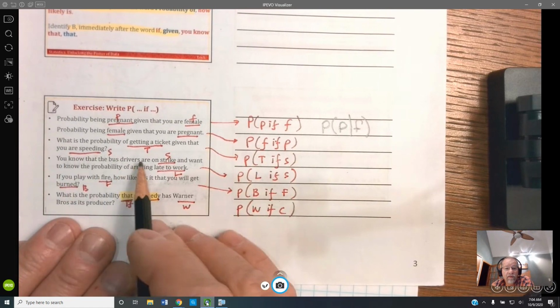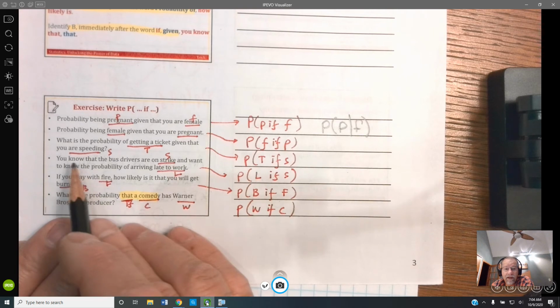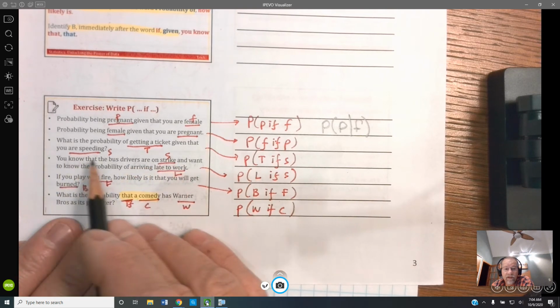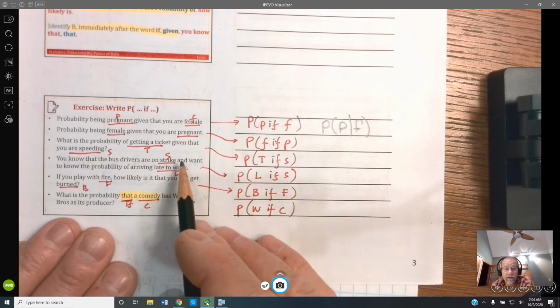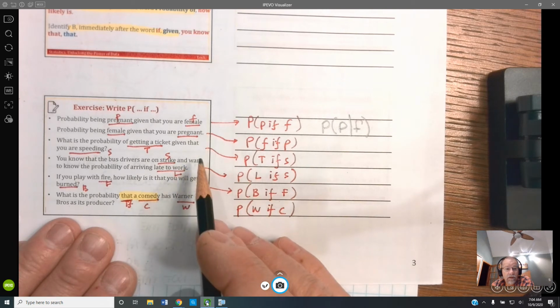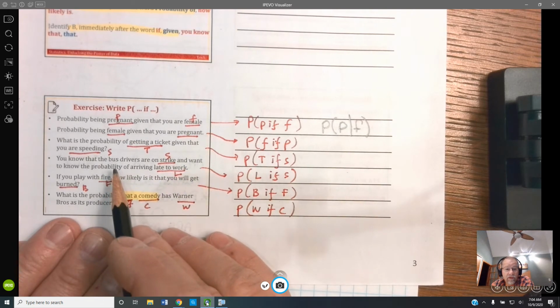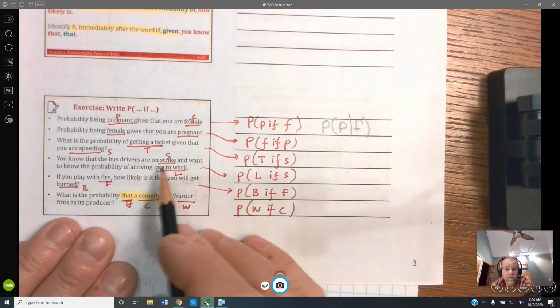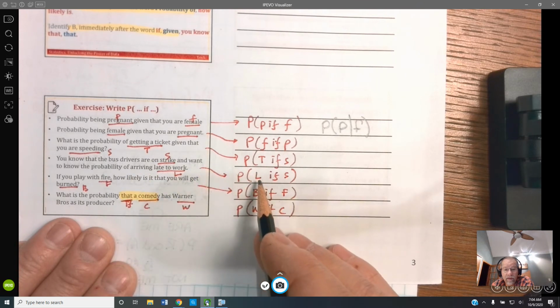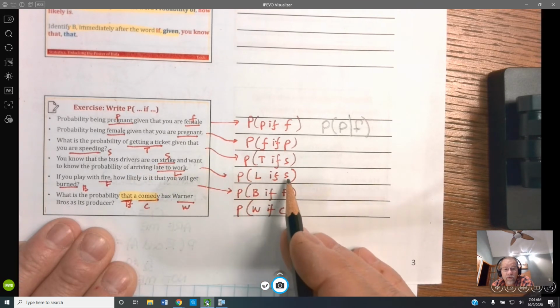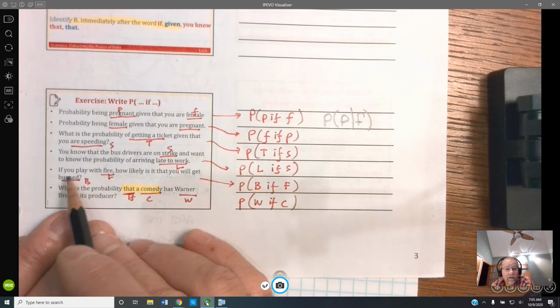You know the bus drivers are on strike. It doesn't say anything about probability here. This is what is given. It just happens to be first in the sentence. You want to know the probability. There it is. So what are the odds of arriving late at work? Probability that I will be late if I know the bus drivers are on strike. I was in the last one where I was speeding.